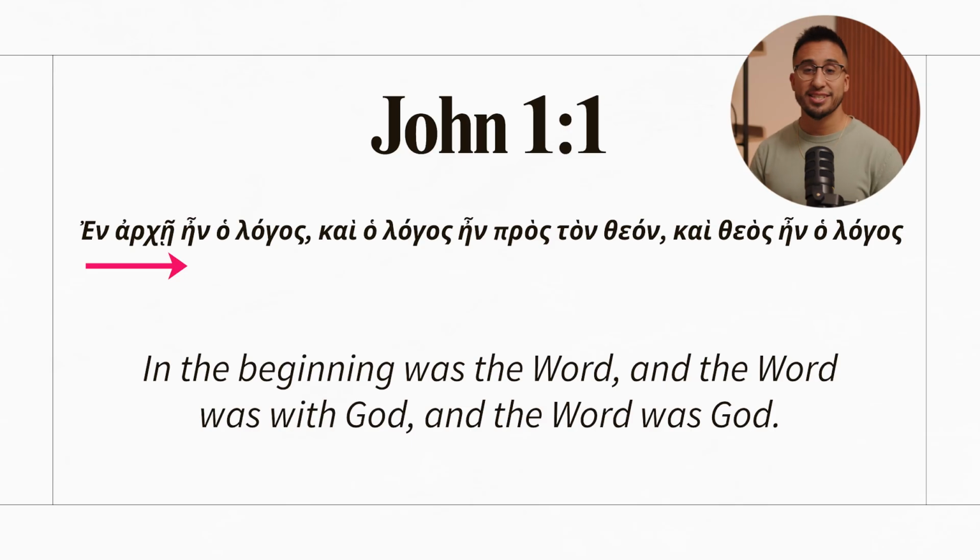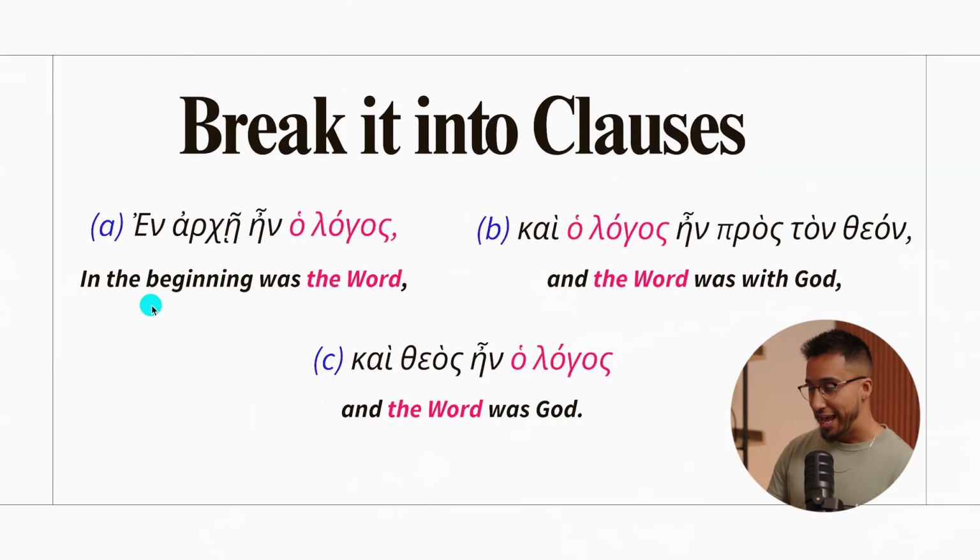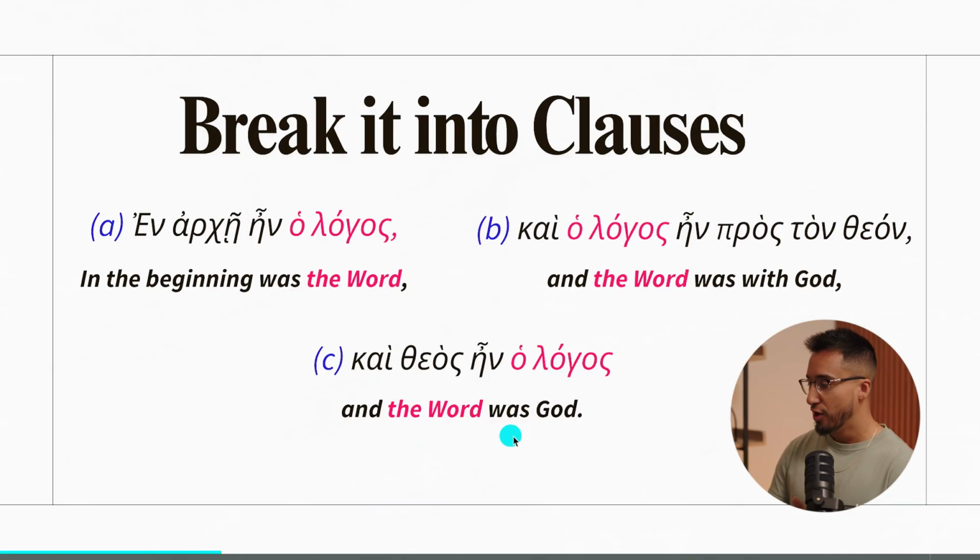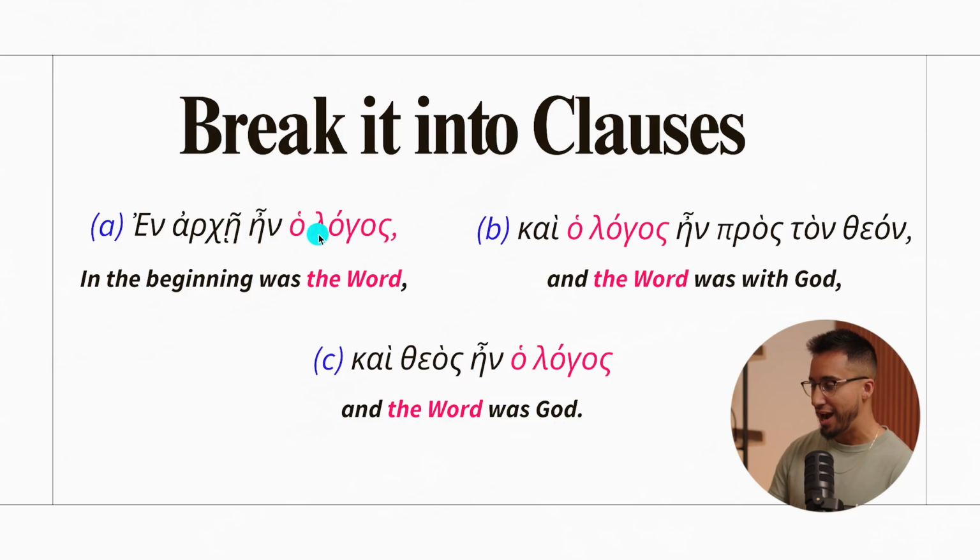Now, what we're going to do is break it up into different clauses. So we have clause A, "In the beginning was the Word." Clause B, "And the Word was with God." And then clause C, "And the Word was God." And notice how I highlighted in the Greek ho logos, which is the word in Greek, which is where we get the translation from. So I highlighted the word in English and in the Greek so we could follow it along. Very simple, very easily, okay?